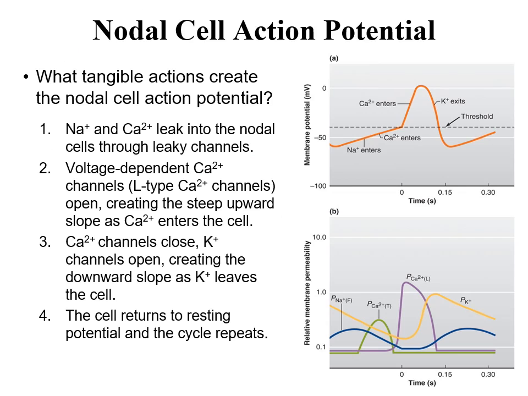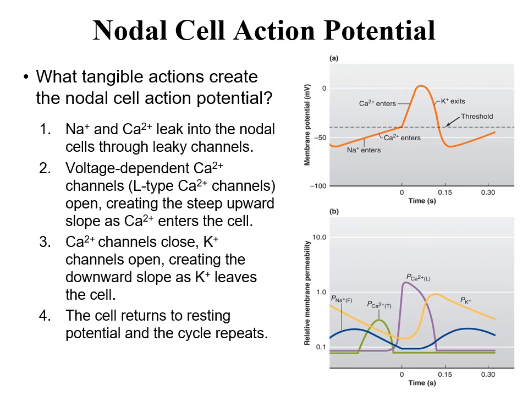So now we have the nodal cell action potential again, but all the cations are listed. Make note that the top is what we just looked at, the membrane potential. On the bottom, that is the relative permeability to the different ions. The bottom is not telling you what direction the cations are flowing, inside or outside the cell. It's just telling you how fast the ions are flowing, or what the permeability is.